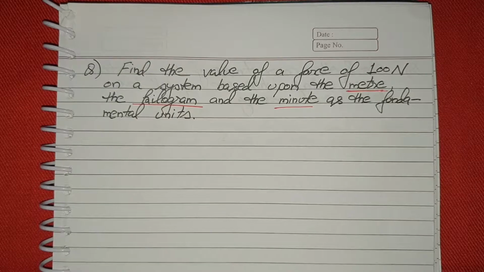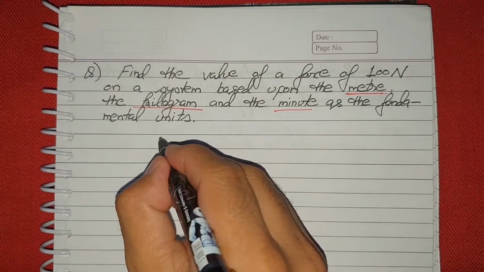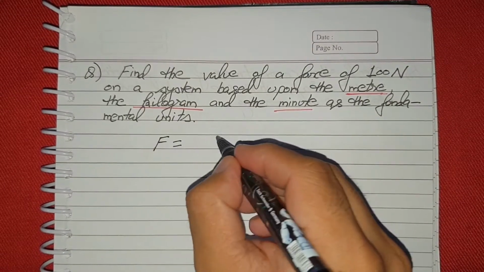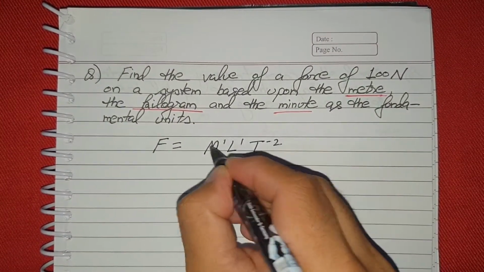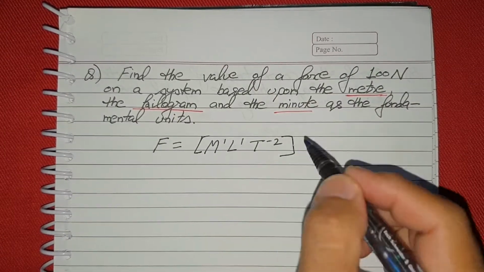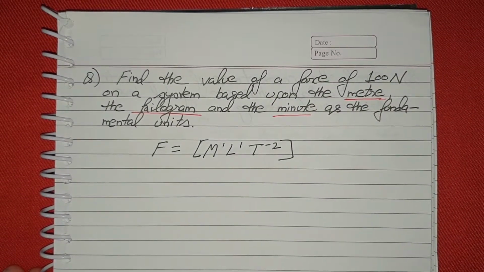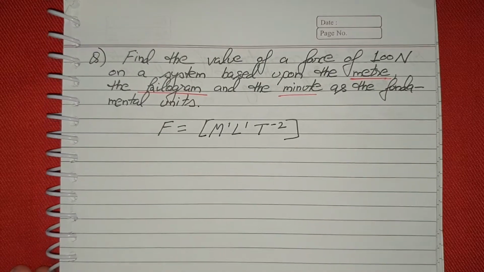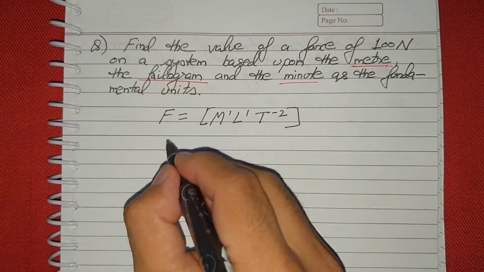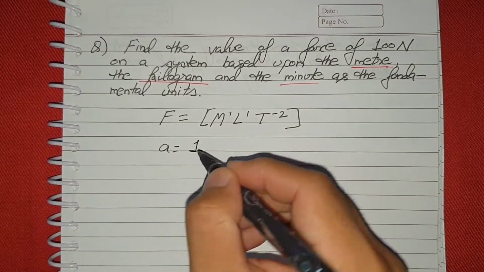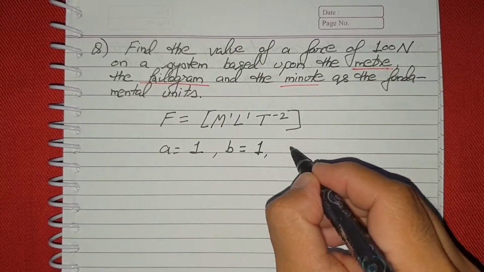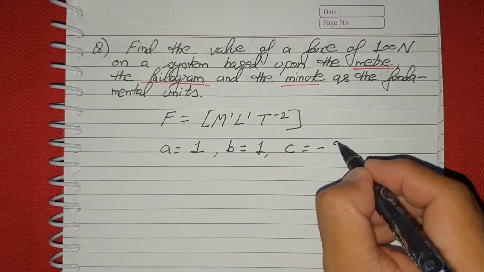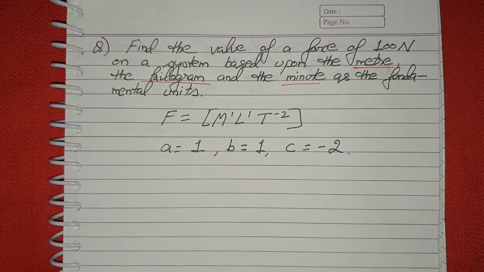So I have to convert that MKS system into the new system. The dimensional formula of force we have already discussed: F is M1 L1 T minus 2. This is the dimensional formula of force. So the dimensions are A equals 1, B equals 1, C equals -2. So these are the dimensions of force.